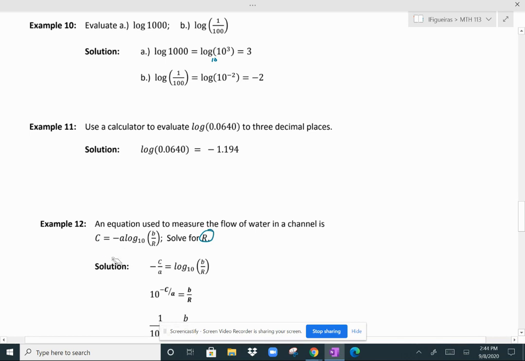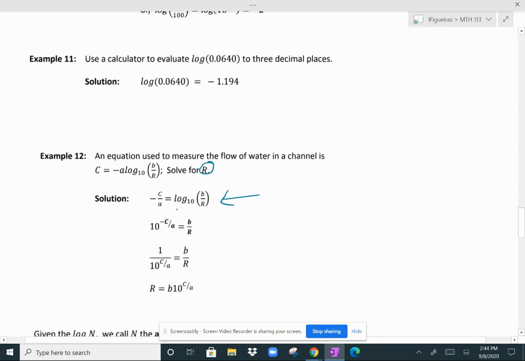So the first thing you have to do is rewrite it as an exponential expression, but I can't do that quite yet until I divide by negative A. Remember, you need your logarithm to not have a coefficient. So when I divide by negative A, I get negative C over A equals log base 10 of B over R.